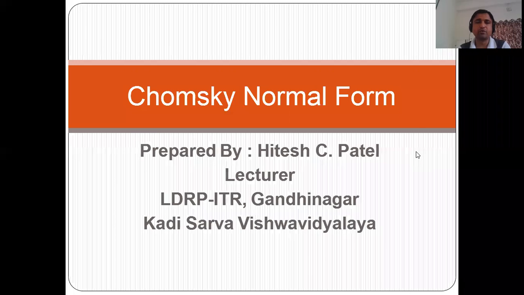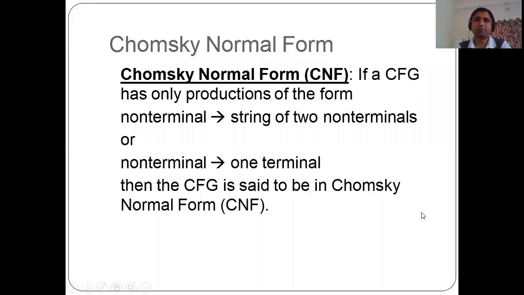Good morning. Today we are going to discuss the Chomsky normal form. Chomsky normal form is a part of context-free grammar in which we have to convert the given production rules into the Chomsky normal form so that we can easily understand all the production rules. If you want to define the Chomsky normal form, then we can define it as follows.